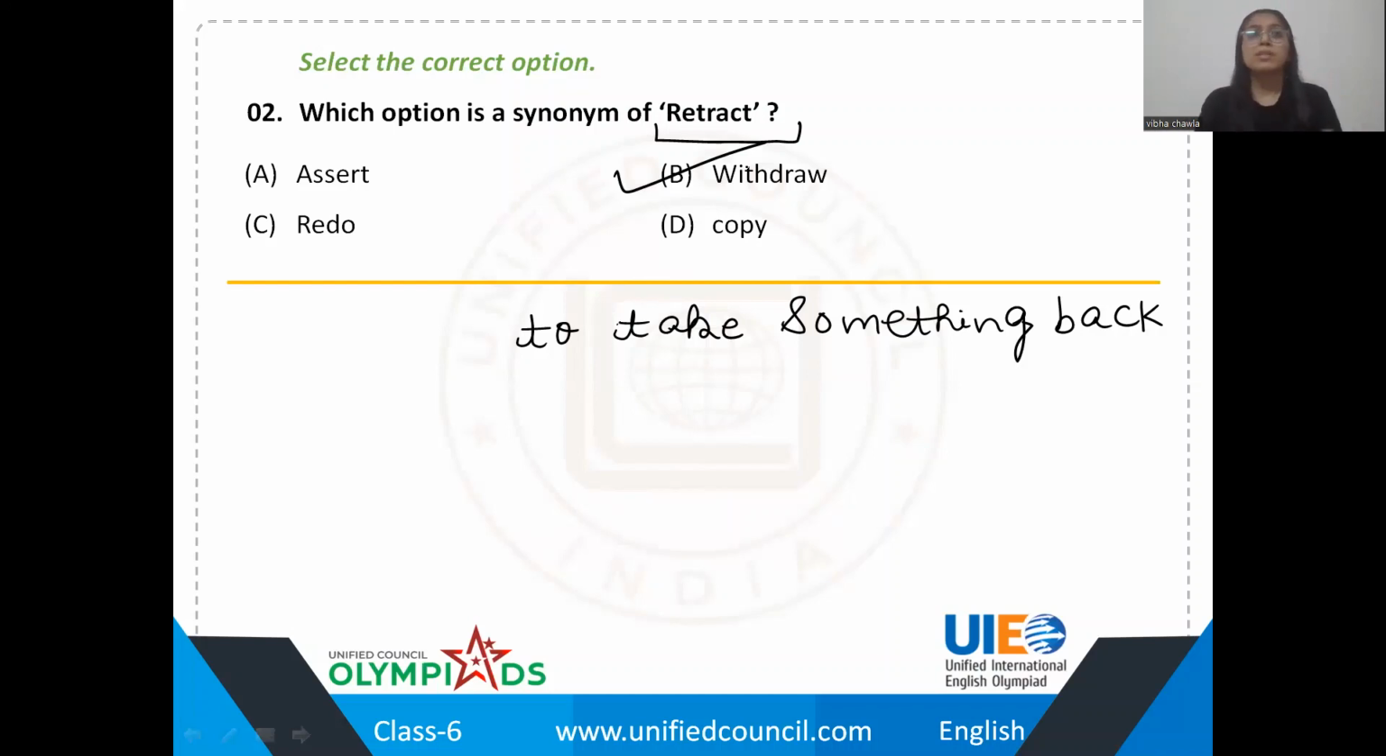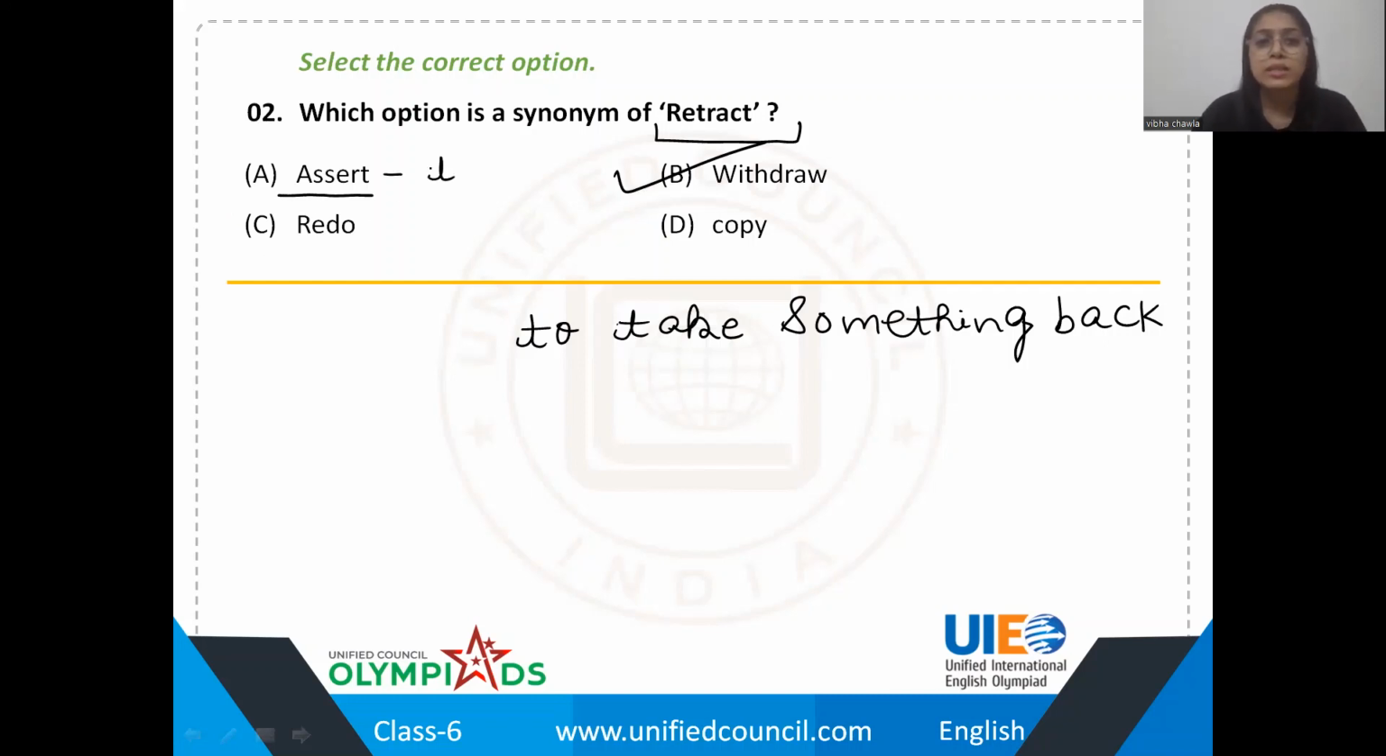Sometimes a person fails to keep his or her promise and withdraws from it. Or sometimes a person says something and later on he withdraws his claim. He withdraws his statement. So to take something back, maybe a statement, maybe a claim. So the correct one is option B. Let's look at the meanings of the rest of the options.